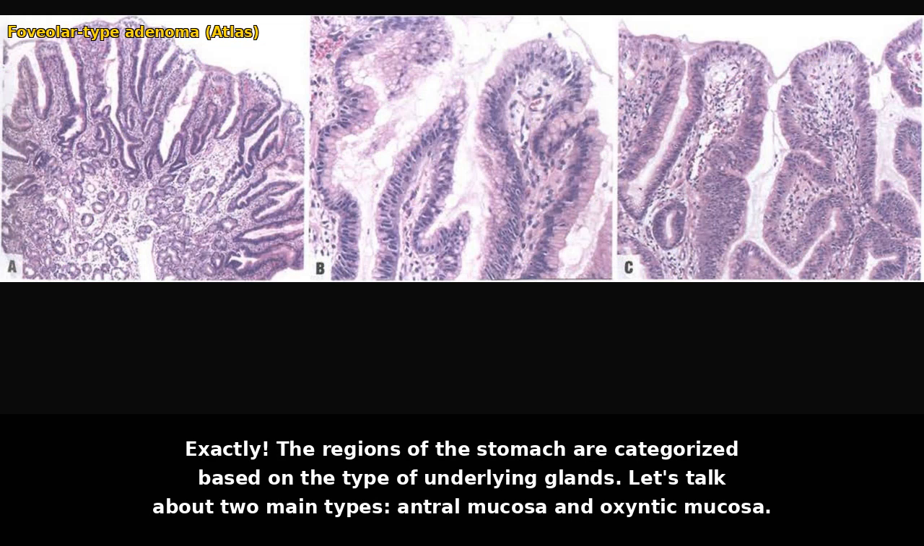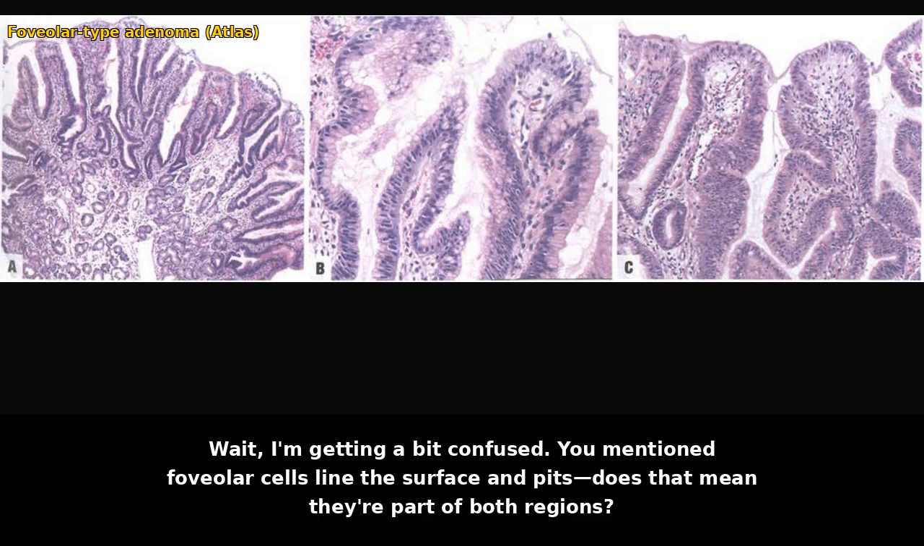Exactly. So the regions of the stomach are categorized based on the type of underlying glands. Let's talk about two main types. Antral mucosa and oxyntic mucosa. Wait, I'm getting a bit confused. You mentioned foveolar cells line the surface and pits. Does that mean they're part of both regions?